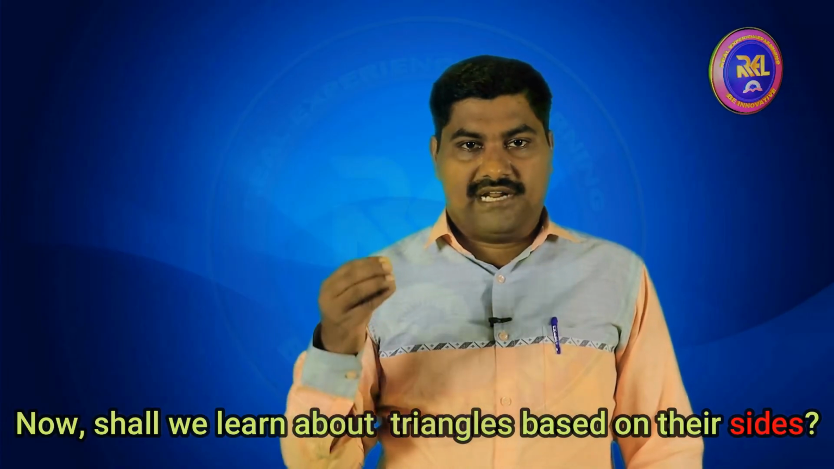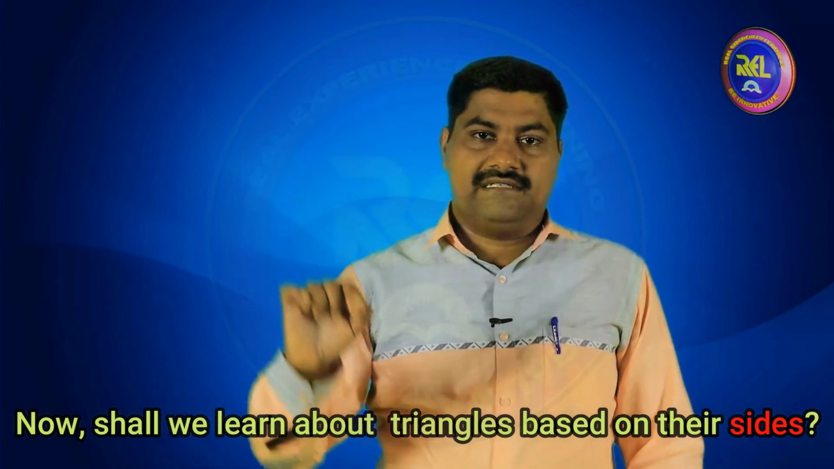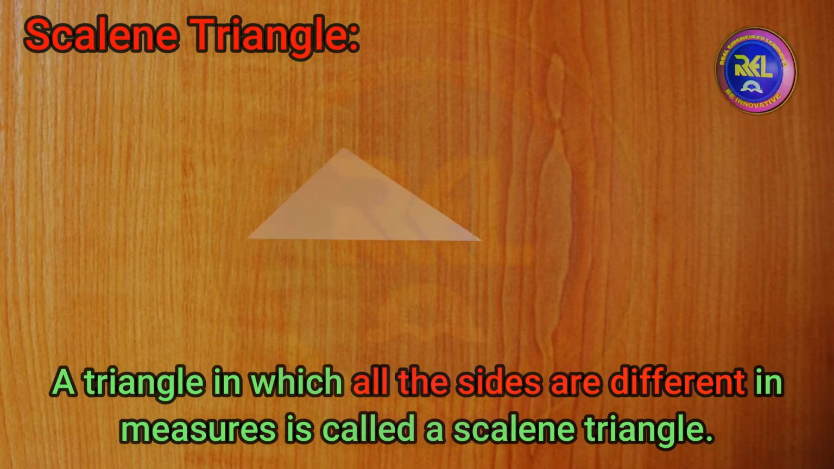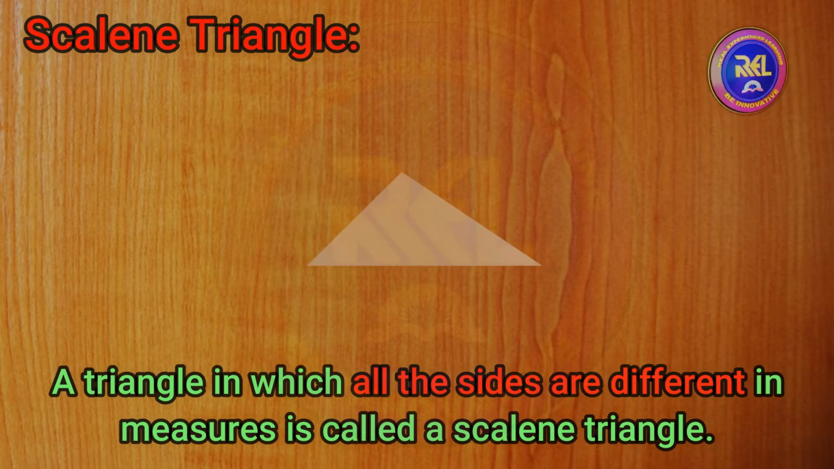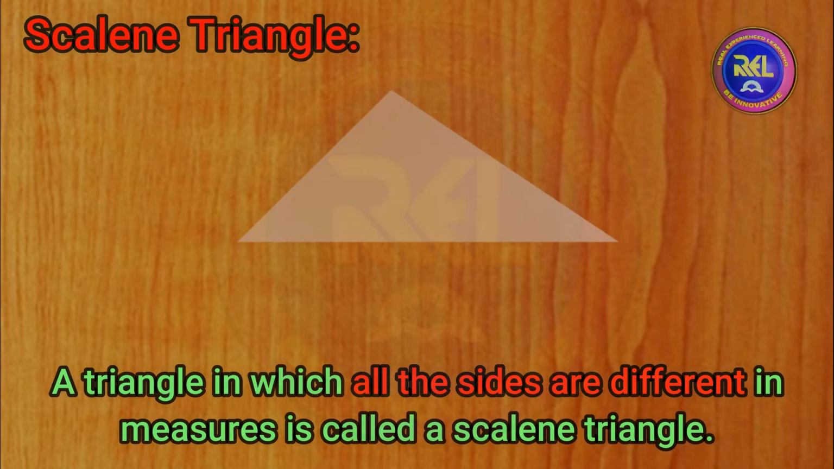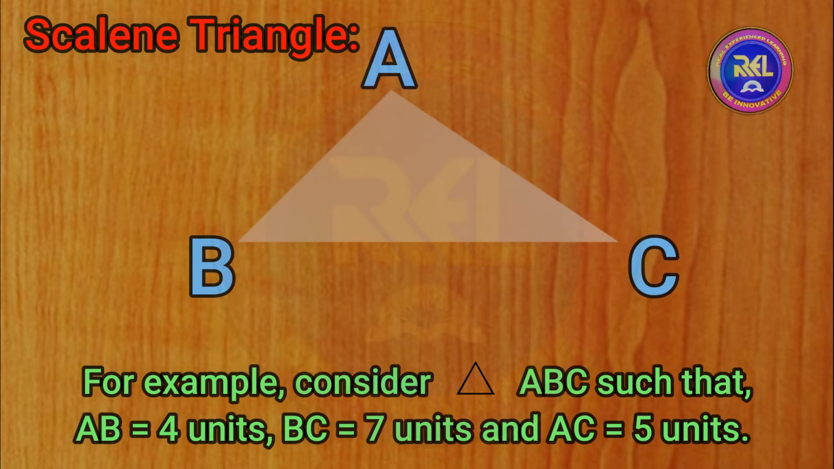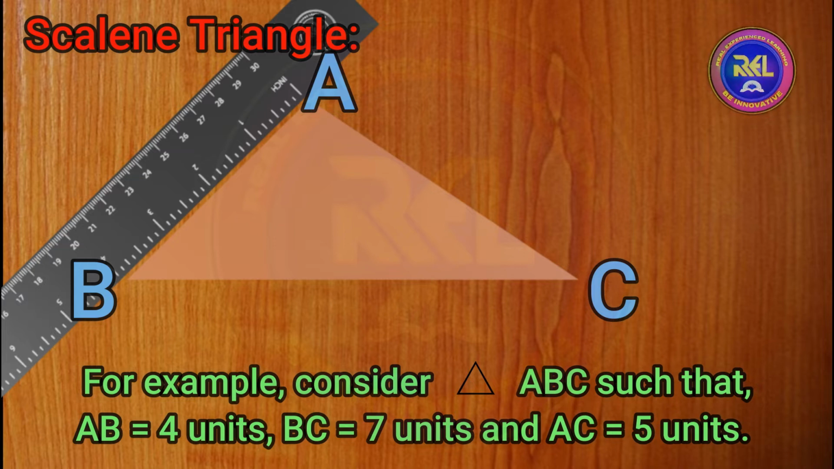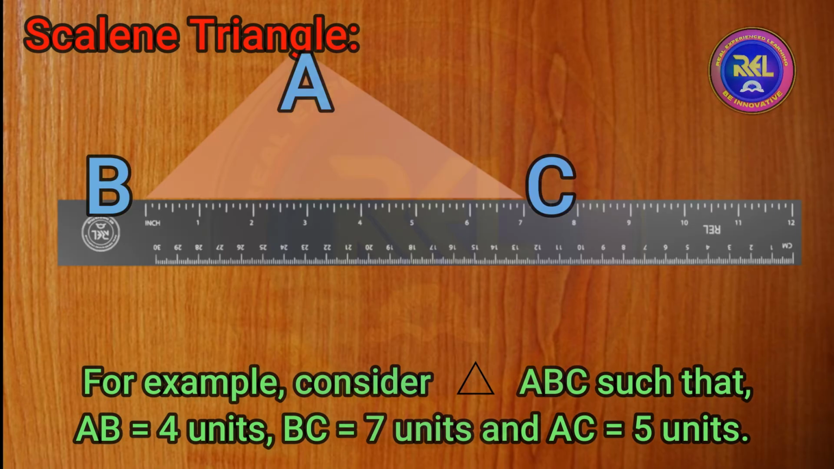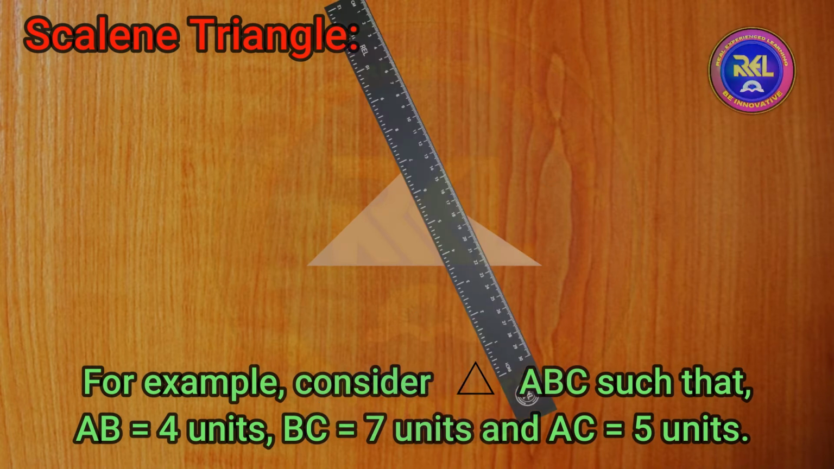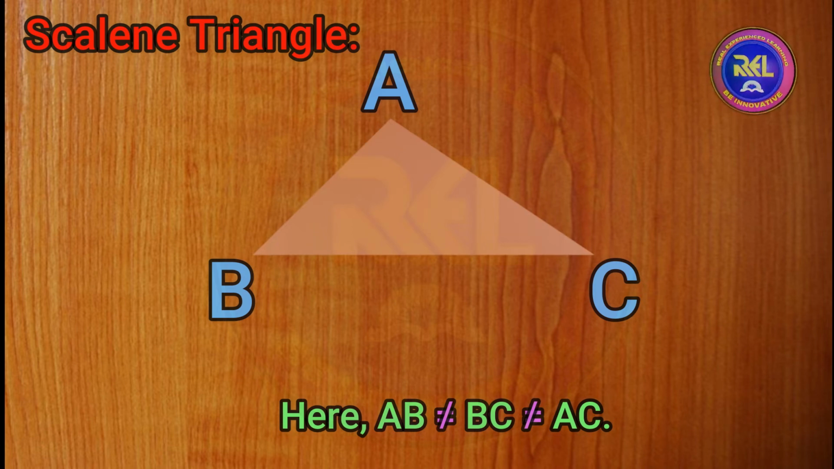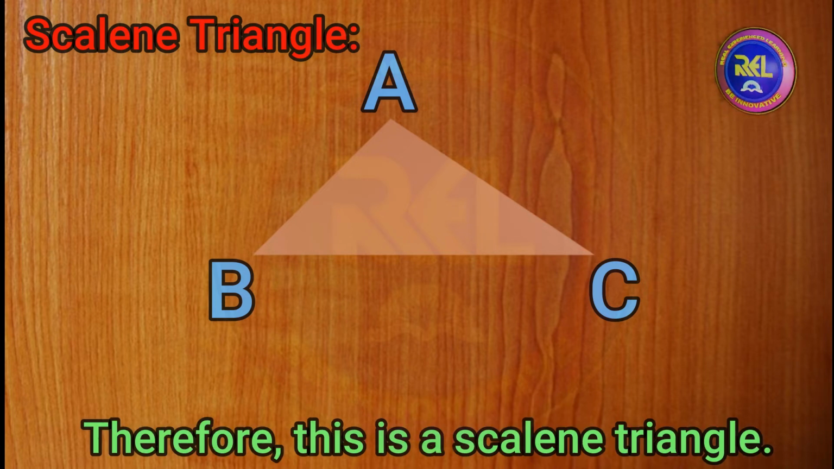Now, shall we learn about triangles based on their sides? Scalene triangle. A triangle in which all the sides are different in measures is called a scalene triangle. For example, consider triangle ABC such that AB equal to 4 units, BC equal to 7 units, and AC equal to 5 units. Here, AB is not equal to BC, is not equal to AC. Therefore, this is a scalene triangle.